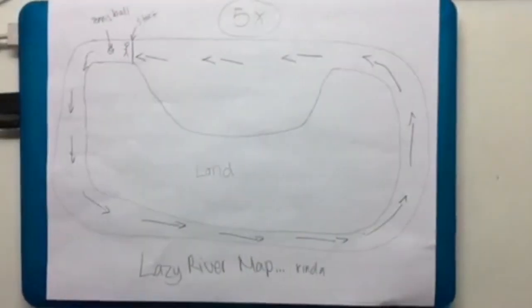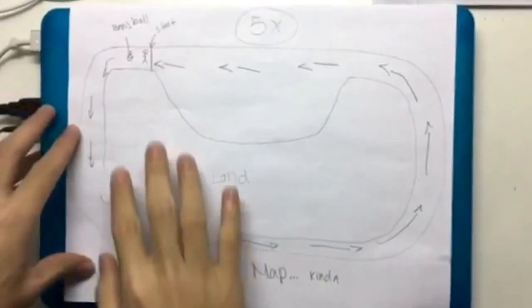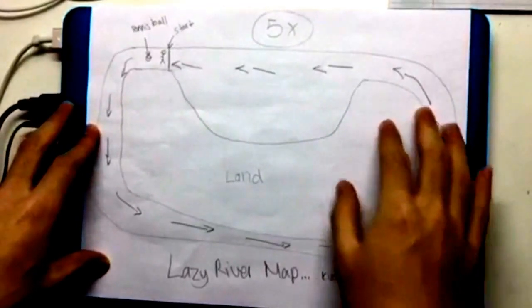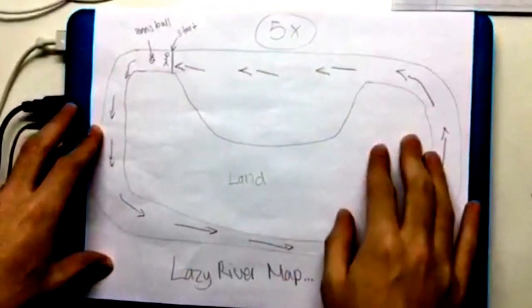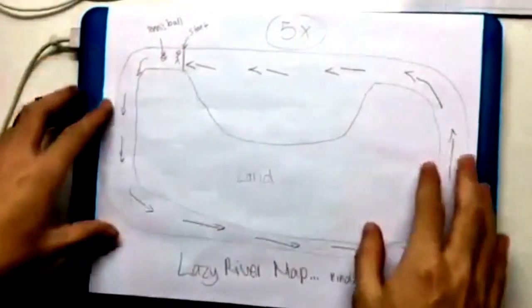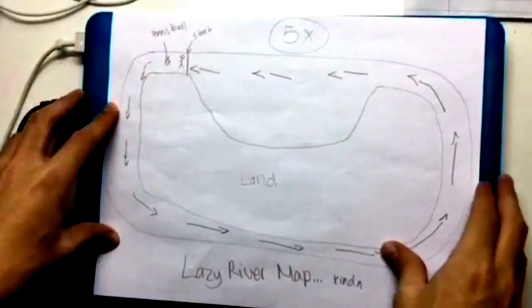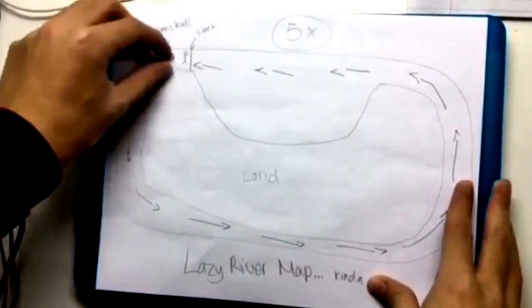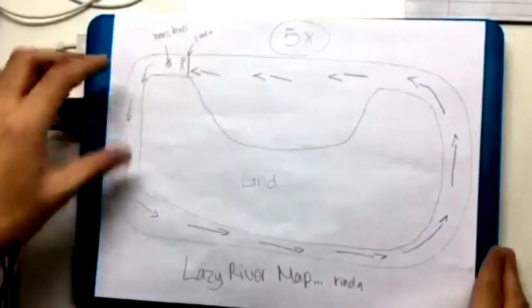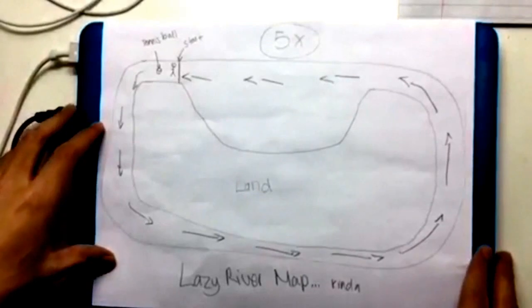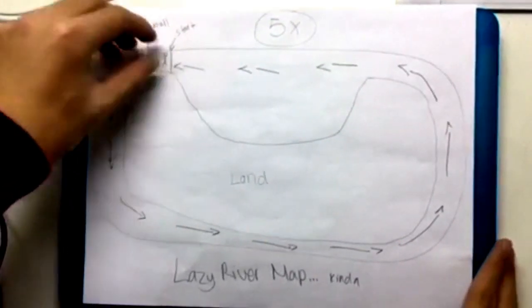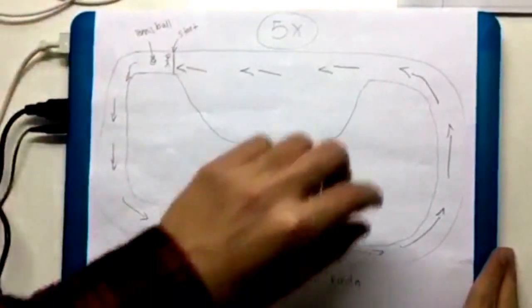The Lazy River. What we have here is a map of the Lazy River. Now we used the Lazy River to calculate the data to go around the Lazy River 5 times, as can be seen here. Now we used a tennis ball as our object of measurement, and we tracked it using a stopwatch. And we had a person with a stopwatch follow the tennis ball around.